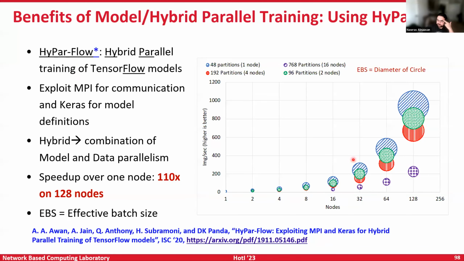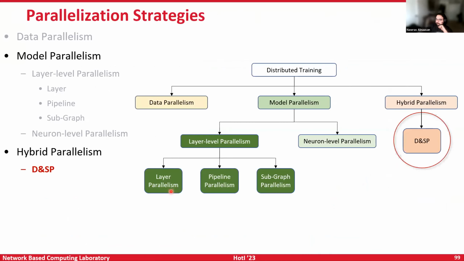And this figure basically shows if we change the number of partitions, we're gonna get different speed ups. So we optimize for the optimal number of partitions, and then we do the training to get this speed up.